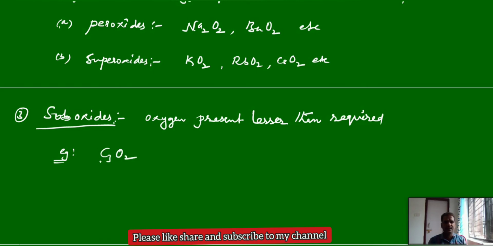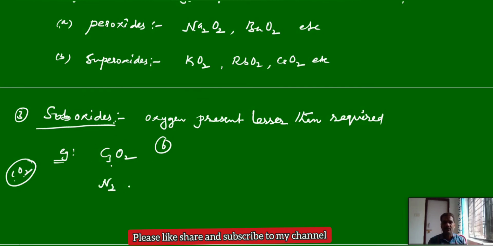Carbon suboxide, C3O2. Carbon valency is 4, so for each carbon we require 2 oxygens. Generally if we take carbon dioxide, this is a normal oxide. But for 3 carbons you have 2 oxygens only. Actually 1 carbon requires 2 oxygens, but 3 carbons are taking only 2 oxygens. So this is lesser than the required. Actually we require 6 oxygens, but we have only 2 oxygens. So this is called a suboxide.